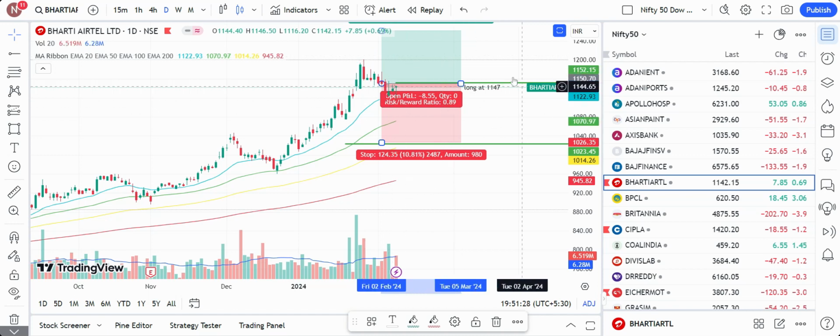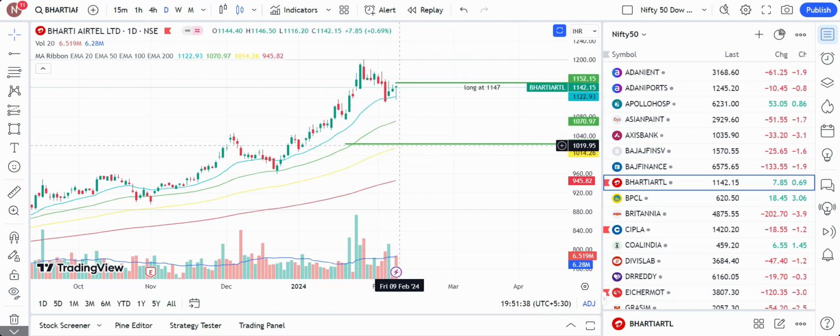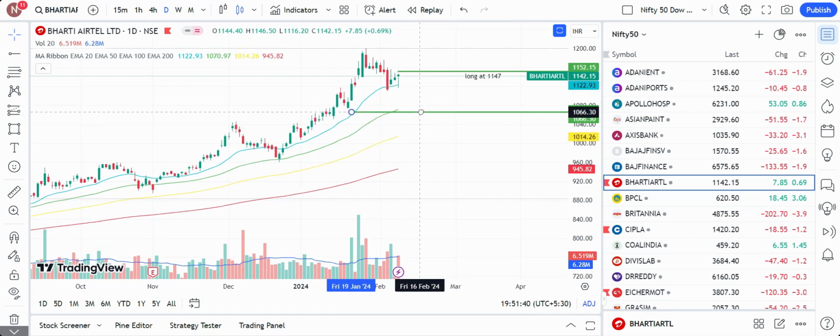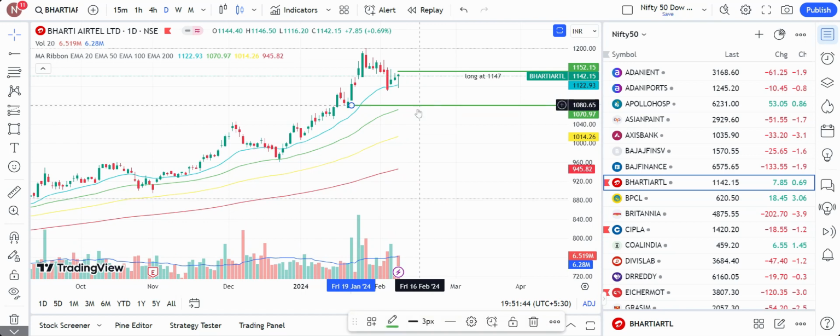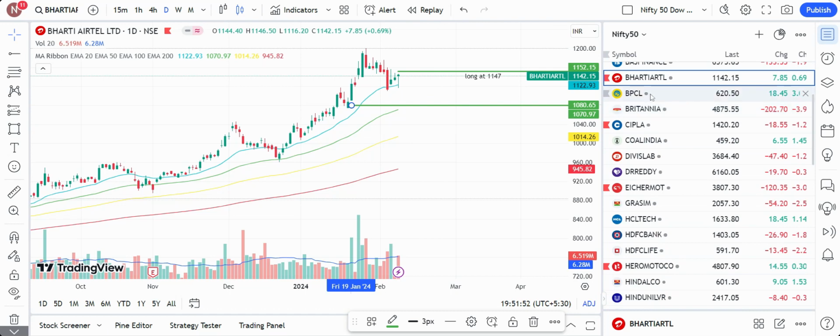So all this needs to be taken into consideration, and then you decide based on your trading style, your risk appetite, your knowledge of the market, and your experiences where you want to put it. There's no right or wrong. You will keep refining this as long as you trade. So you've got one trade in Bharti Airtel. Let's look at another stock, BPCL.